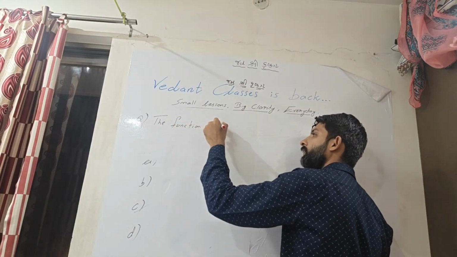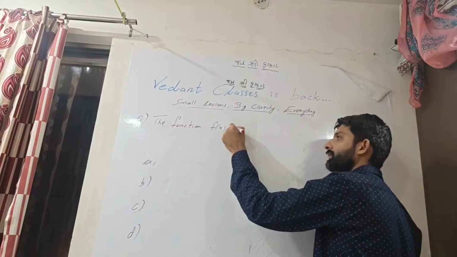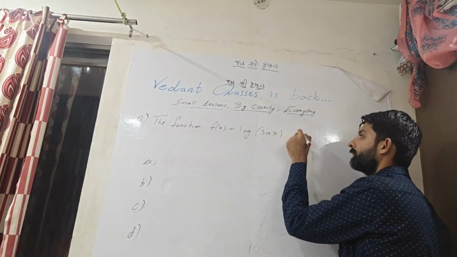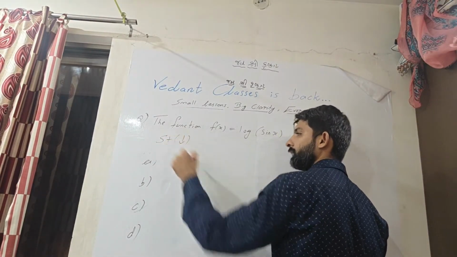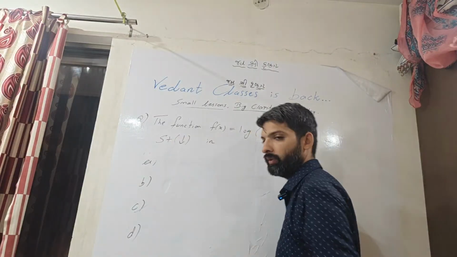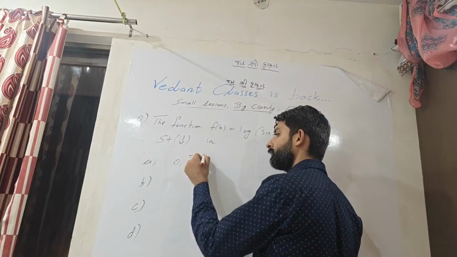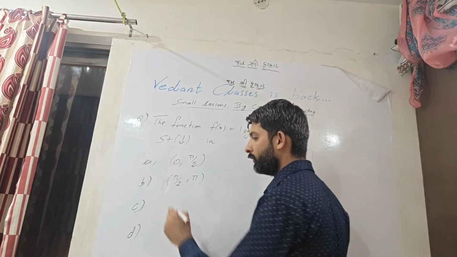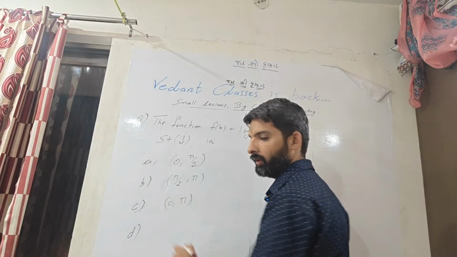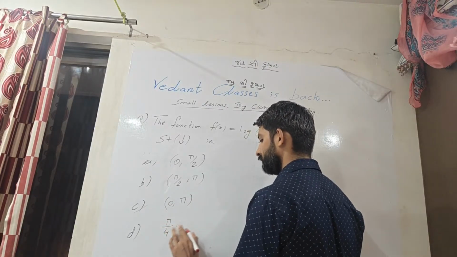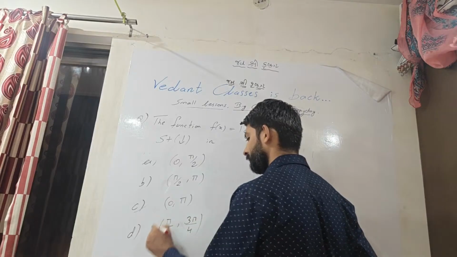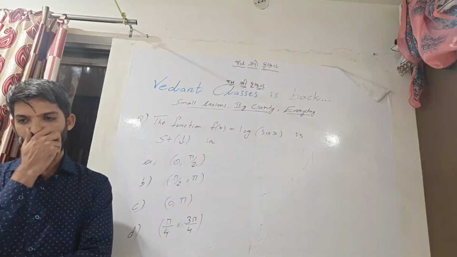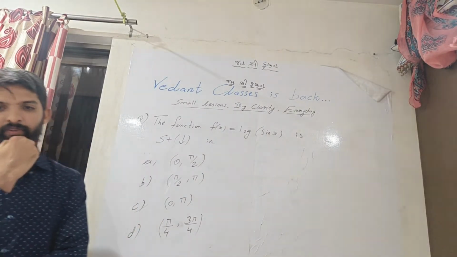The function f of x is equal to log sin x is strictly decreasing in which interval? 0 to pi by 2, then pi by 2 to pi, then 0 to pi, and pi by 4 to 3 pi by 4. Strictly decreasing, which quadrant?